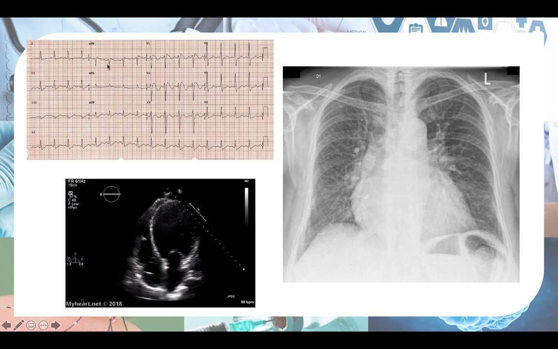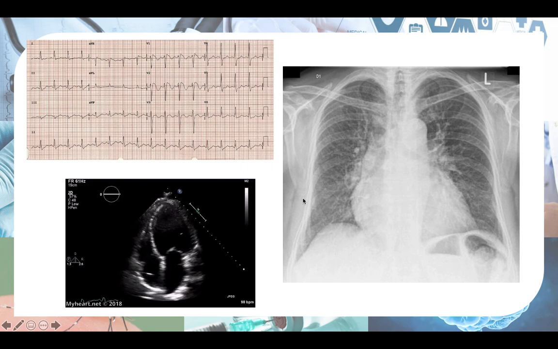You can see axis deviations, which is not in this ECG. So a lot of things. You can see arrhythmias, you can see tachycardia, bradycardia, or any arrhythmias through the ECG as well. There's a rhythm strip. And then the chest x-ray looks like this.